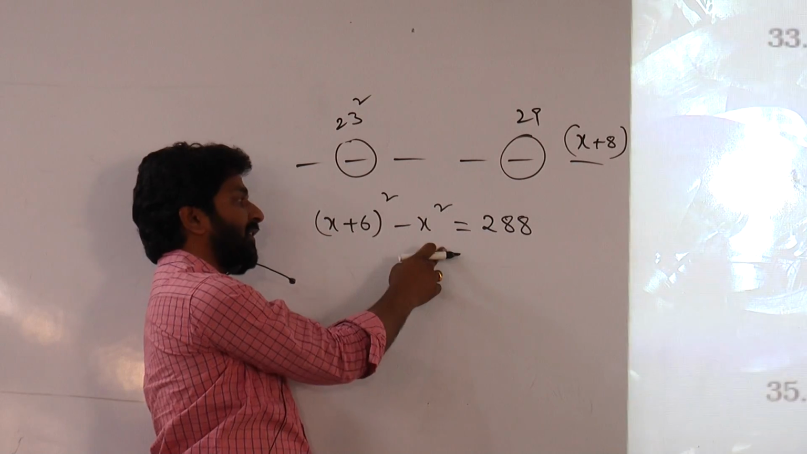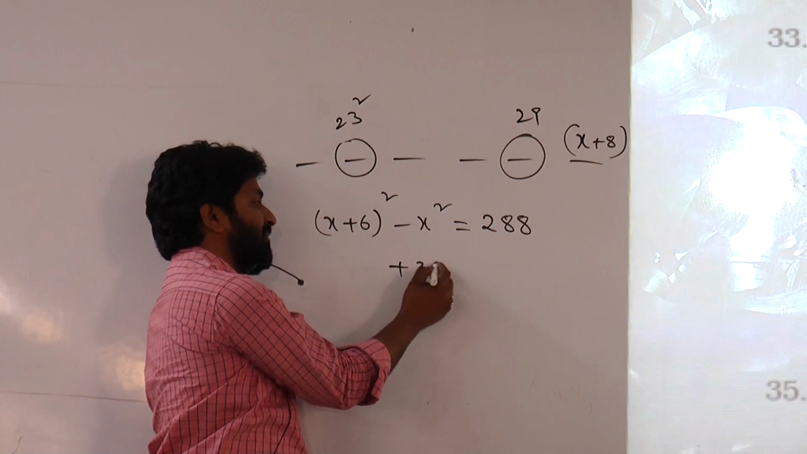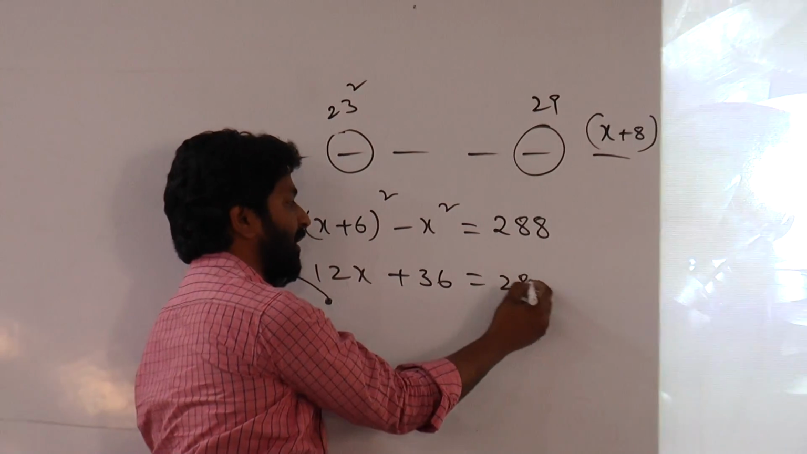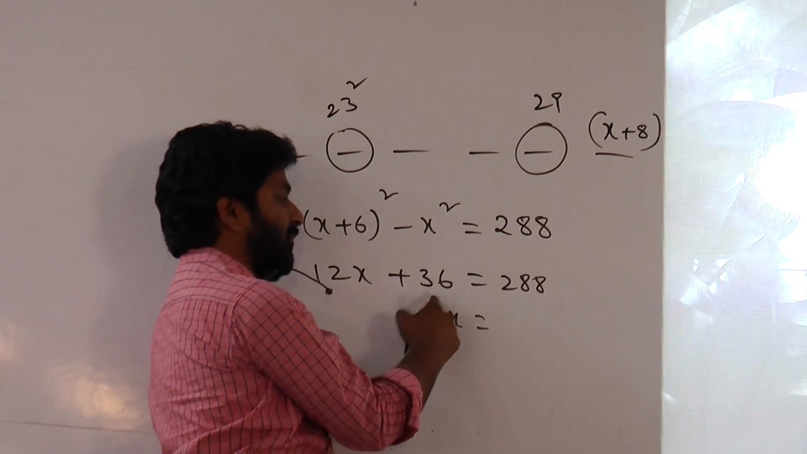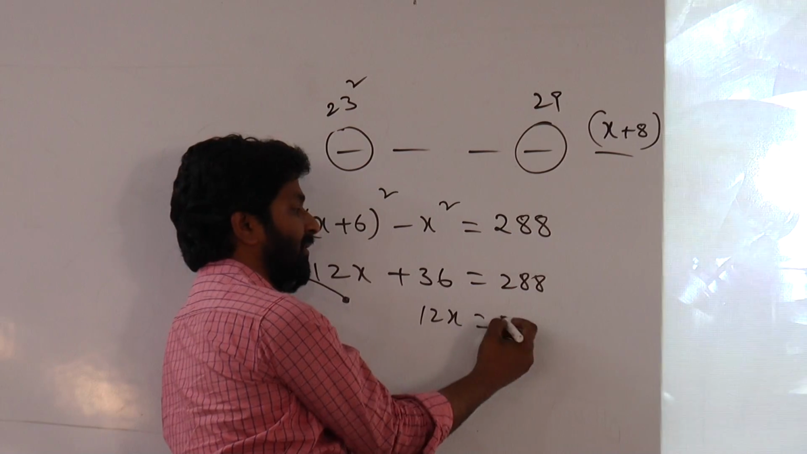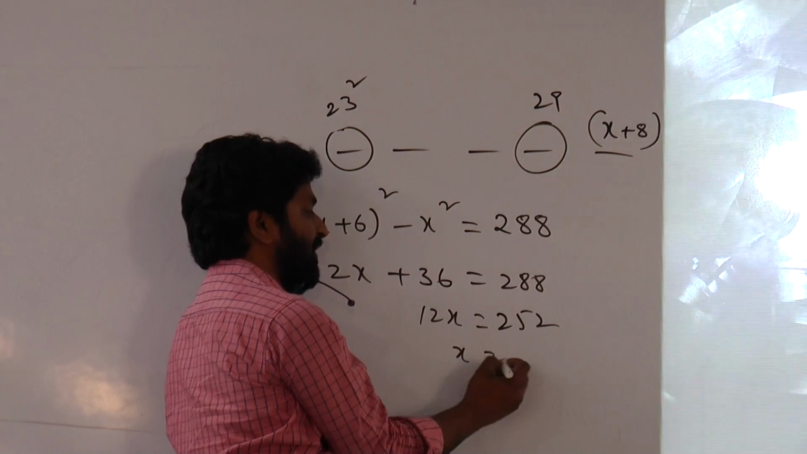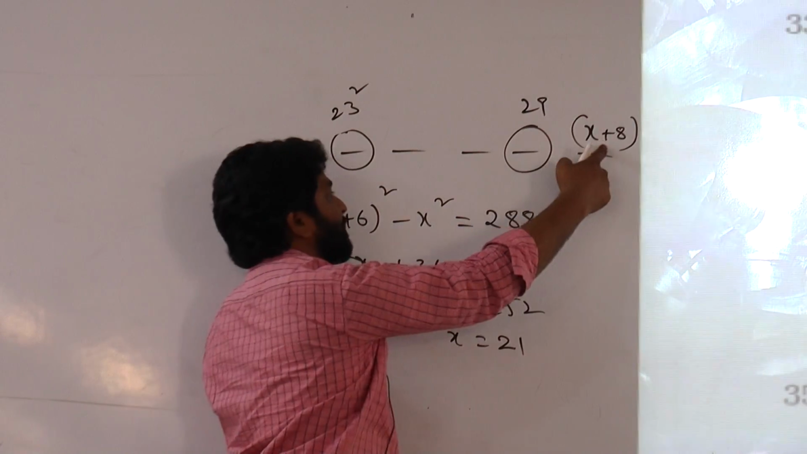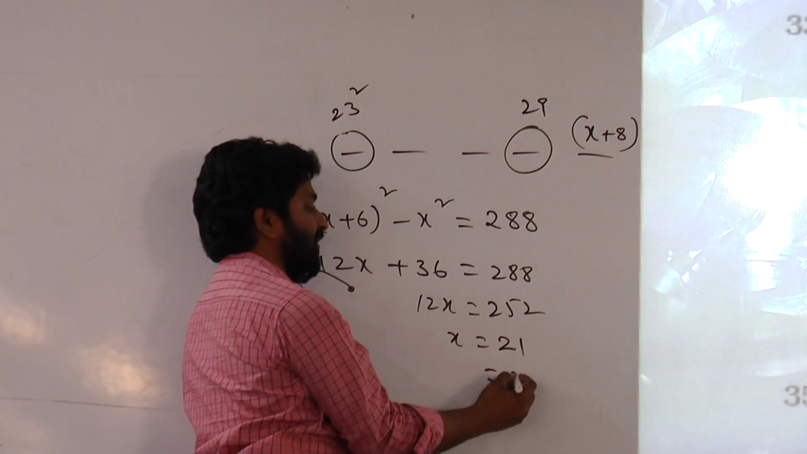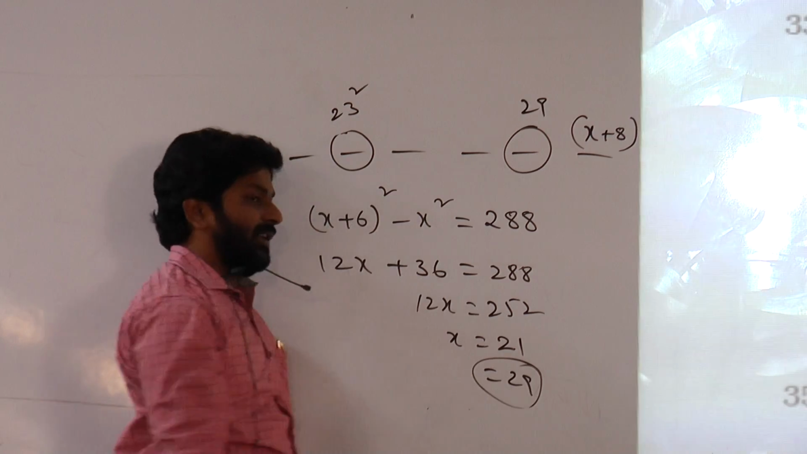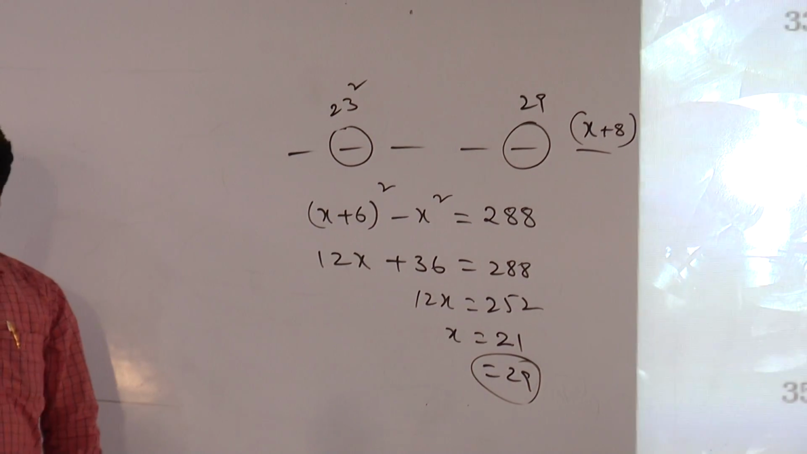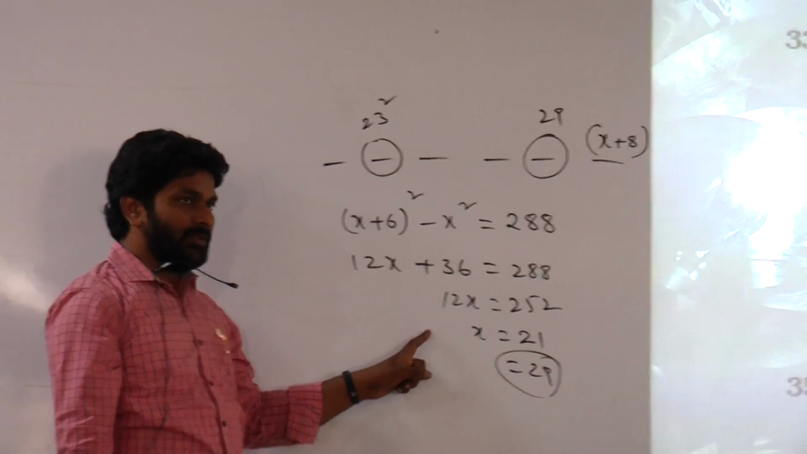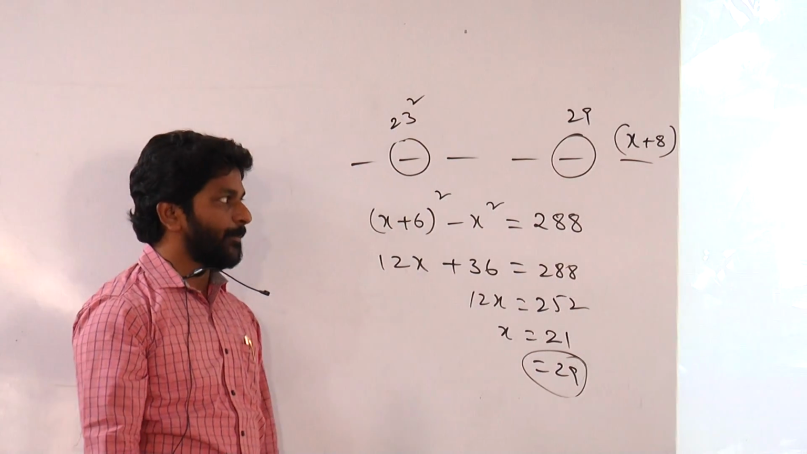X square gets cancelled. You will have 36 here and then 12x here, which is equal to 288. 12x is equal to, subtracting 36, 252. X is equal to 21. If x is equal to 21, you are asked about x plus 8, that is 29. The last odd number is 29. One way is verification, the other way is solving the equation. It's up to you.